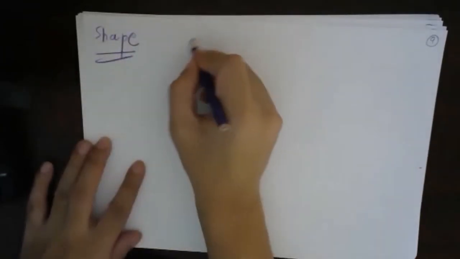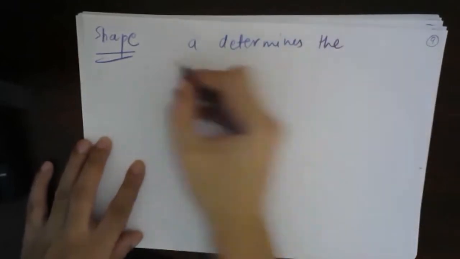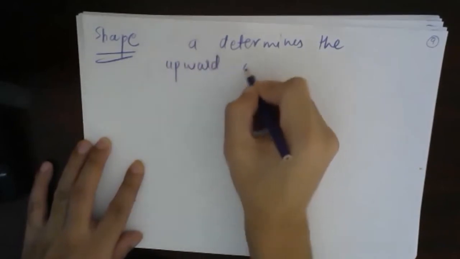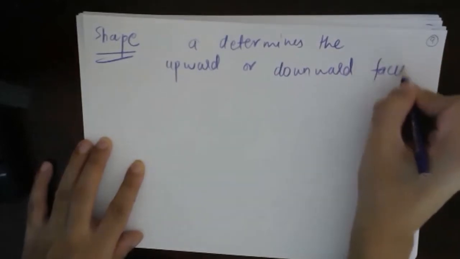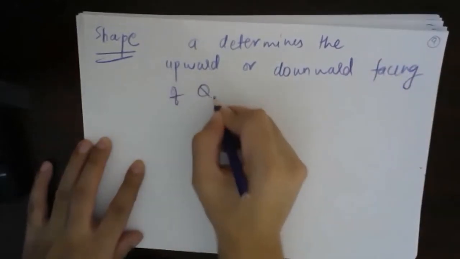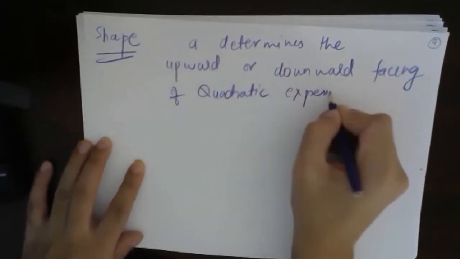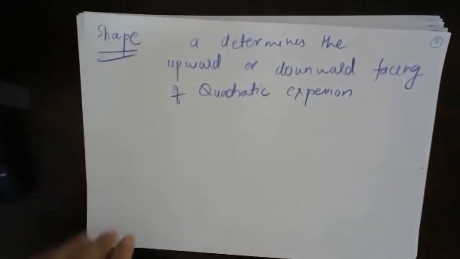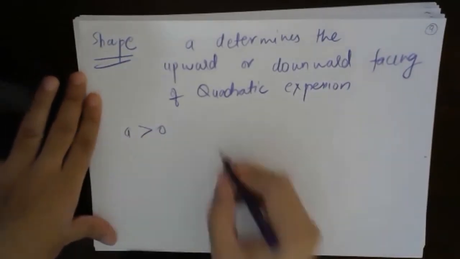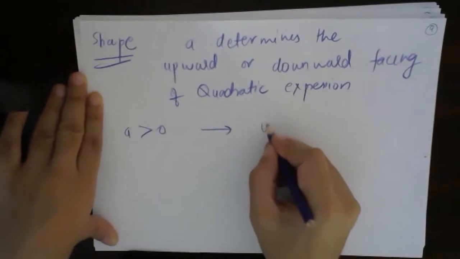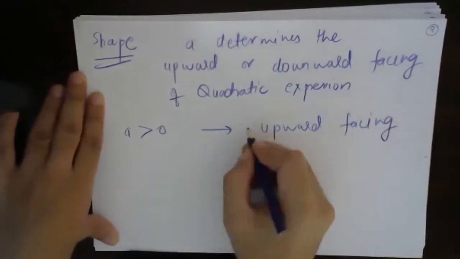So the first thing we understood about the shape is that A determines the upward or downward facing of the quadratic expression. Fine. If A is greater than 0, that means which kind of a shape it will be? Upward facing. Upward facing.